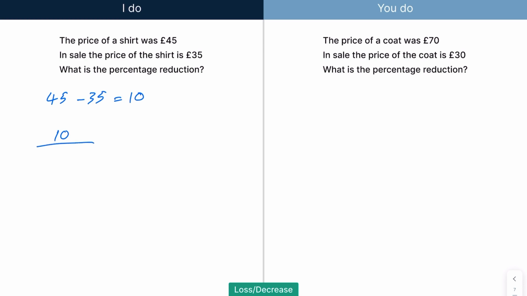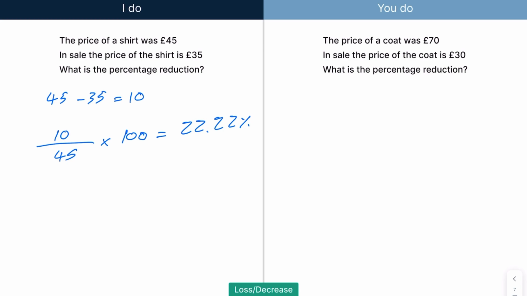The original amount, this is key, the original amount was how much the shirt was. The shirt was 45. So that's 10. Divide that by the original amount, times it by 100, and as a percentage, that's 22.22%.